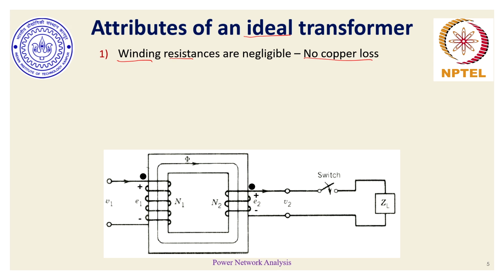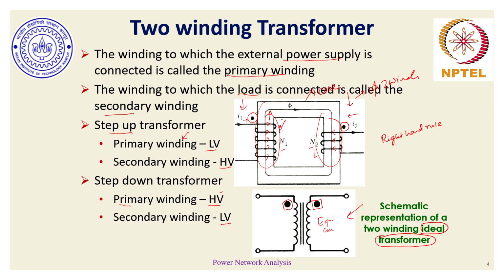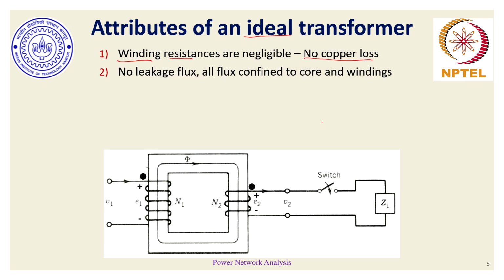Whatever magnetic flux is induced by the currents on the primary side or the currents on the secondary side, all this flux is confined to the core. There is no flux escaping out of this particular solenoid and not flowing through the core, that is, flowing instead through the air gap between the winding and the corresponding core. So in an ideal transformer, there is no leakage flux. All flux is confined to core and windings.